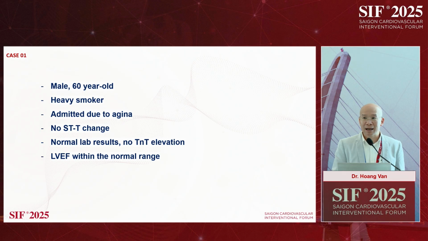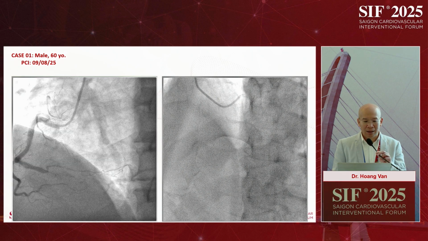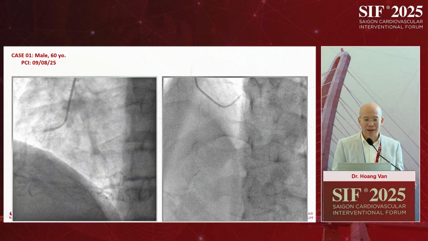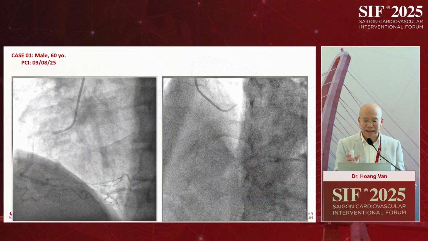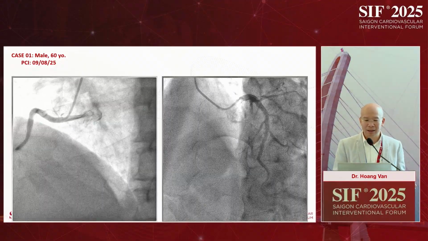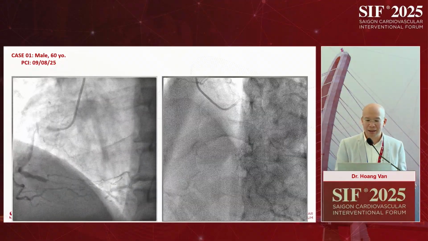Now I can share some cases from my center. The patient is a 60-year-old male, a smoker, admitted due to angina with no ST changes, normal labs, and no troponin elevation. Renal function is normal. In the CAG, we can see a CTO lesion in the right coronary artery.